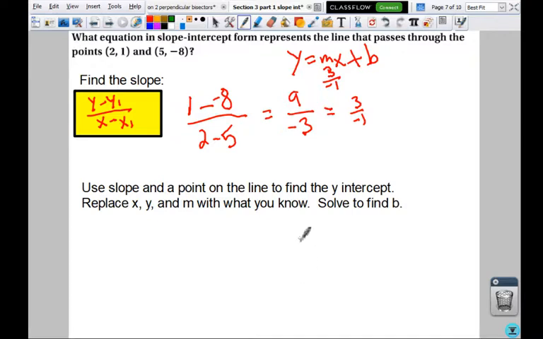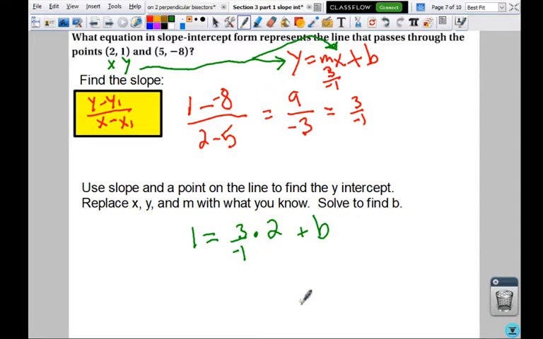What I'm going to do is pick a point given in my problem, and I'm just going to pick the first one. I'm going to pick this point right here. And this is an x and a y, right? I'm going to take this x and y and plug it into my equation along with my m. So y is 1, I'm going to go 1 equals, my m is 3 over -1, and between m and x there's a times. So 3 over -1 times, x from this point is 2, and then I have plus b. All I have left is a b, which means I can use my algebra, I'll use PEMDAS backwards, and solve for b.